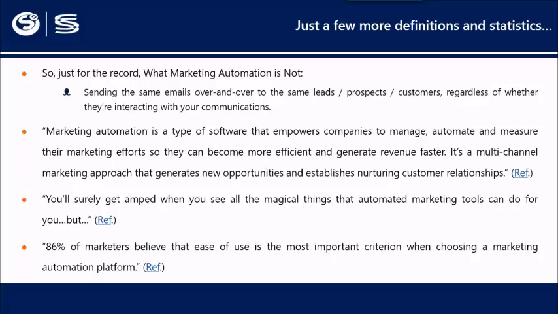So there could be any number of different strategies. With campaigns, you can have nurture campaigns, customer retention campaigns, new customer onboarding, prospect re-engagement, customer re-engagement, referral campaigns, incentives and reward type campaigns. But one thing in common is that 86% of marketers believe that ease of use is the most important criterion when choosing a marketing automation platform.